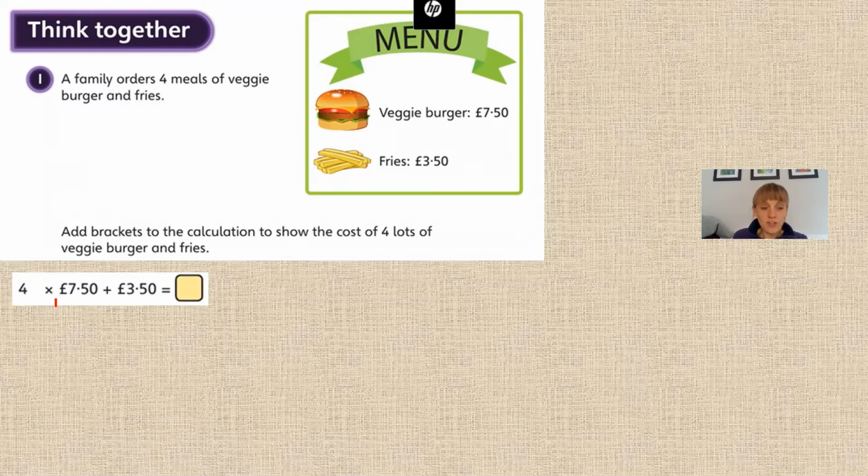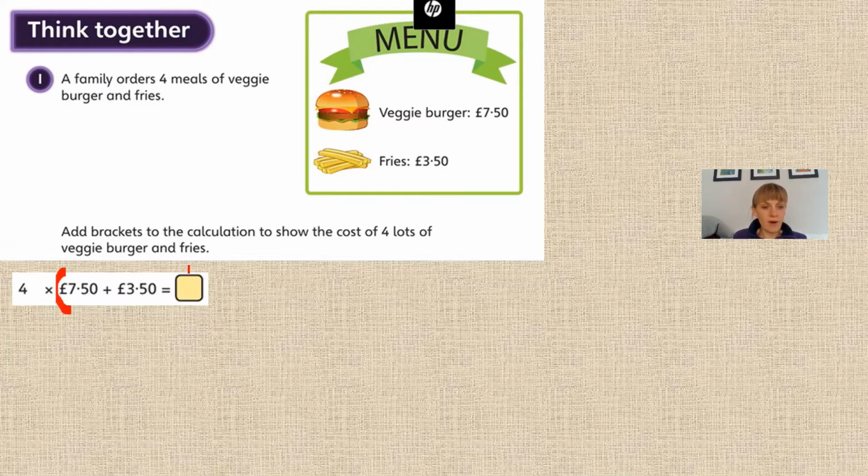Now, we've got to add brackets because, like before, if we didn't, what would be the first thing we'd do here? We'd do 4 times £7.50. So that would be 4 veggie burgers, and then we'd just add £3.50 to the end, and that's only one portion of prize. But what we want is 4 lots of both of them together. So where would our brackets go?